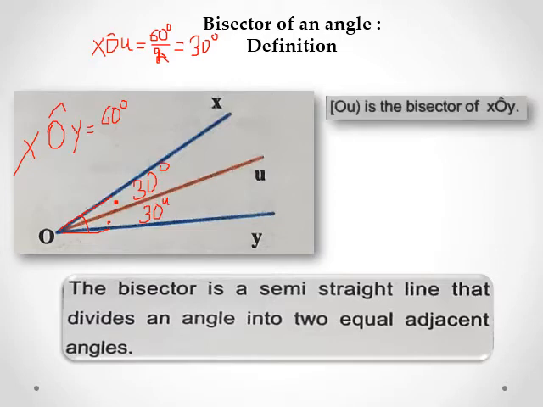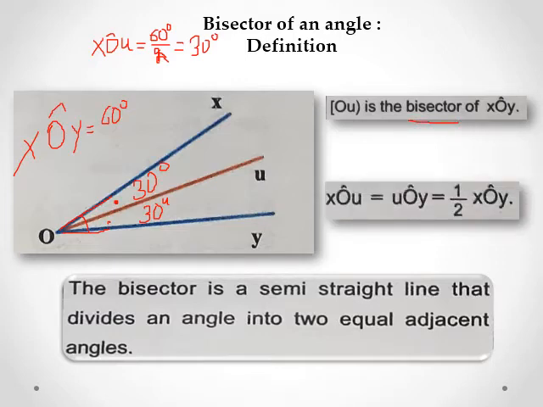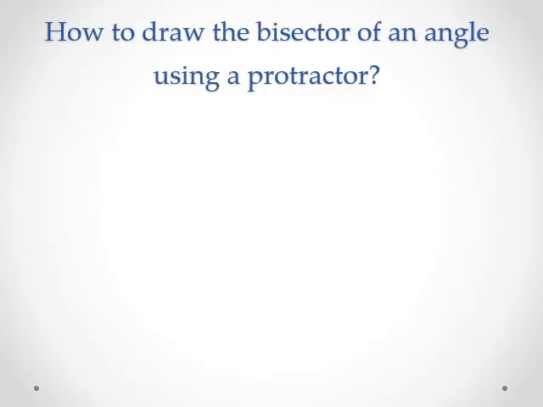Now, OU is the bisector of XOY, so to find the measure of angle XOU or UOY, they are angles equal to each other, I have to divide XOY by 2. Okay? We can draw the bisector of an angle by either a protractor or a compass.